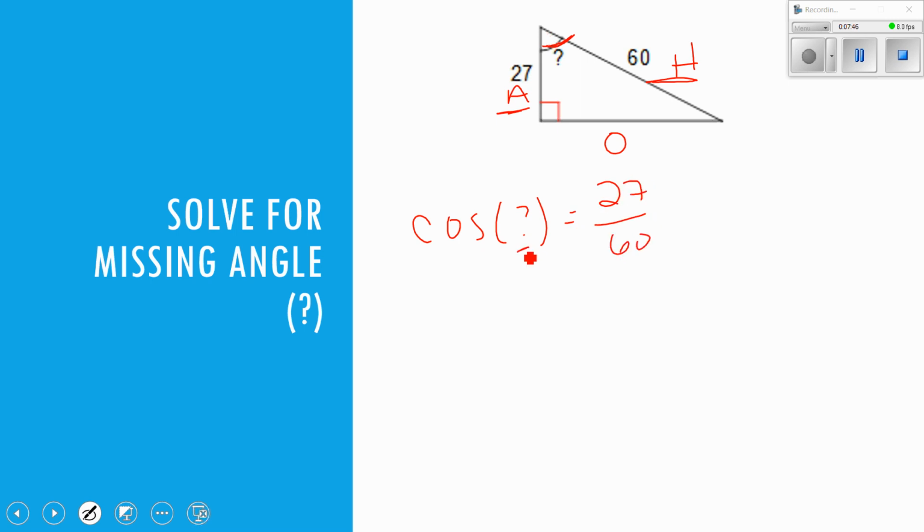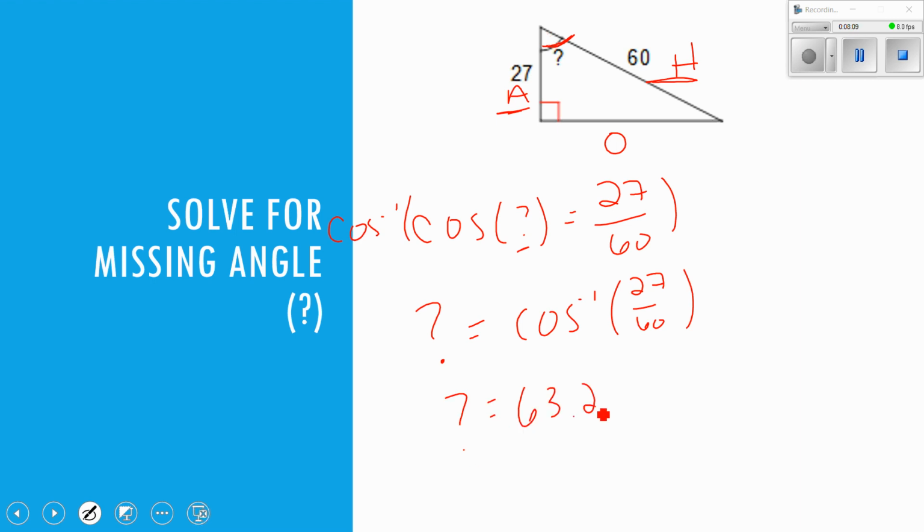I'm solving for something inside the trig, so I need to do inverse trig on both sides. Question mark would equal cosine inverse of 27 over 60. That gives me something to type into my calculator. And I would get question mark equals 63.2563. Rounded to my nearest tenth, question mark would equal 63.3, because again, I'm rounding to the nearest tenths place. Look to the 5. That 5 would bring me up to a 3.